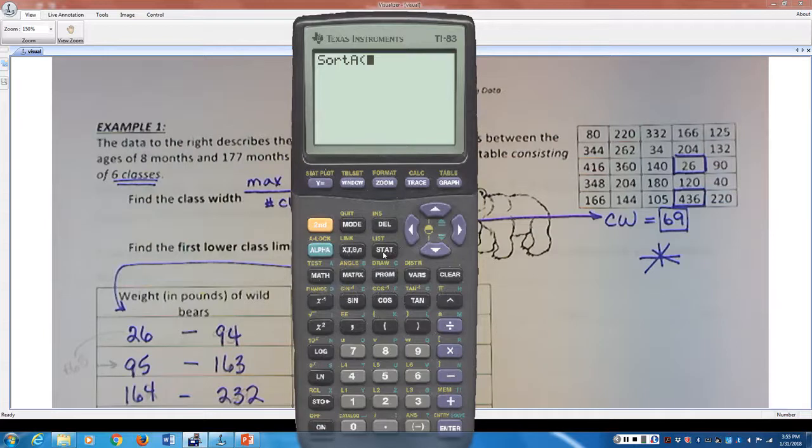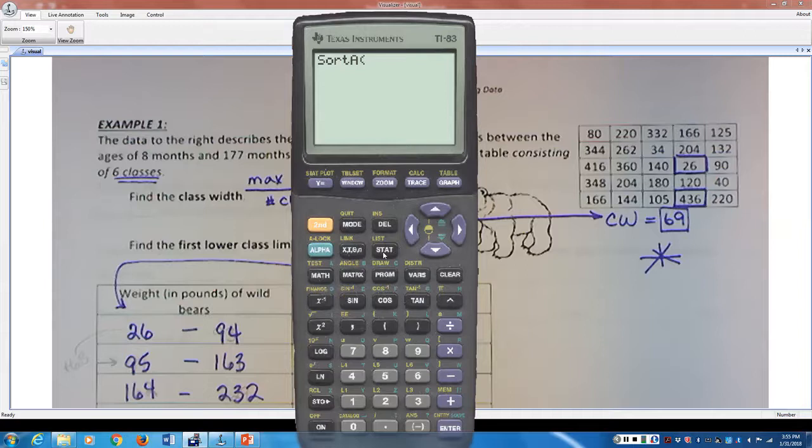Ascending is going to be easier because our table is in ascending order. So we're going to sort ascending, and then you have to tell it which list. The way you tell it, list 1 is second, and the number 1 key, and then close your parentheses. And then you hit enter. And immediately it says, okay, I'm done. It took me longer to type the data in than it did for it to sort the numbers out and put them in numerical order.